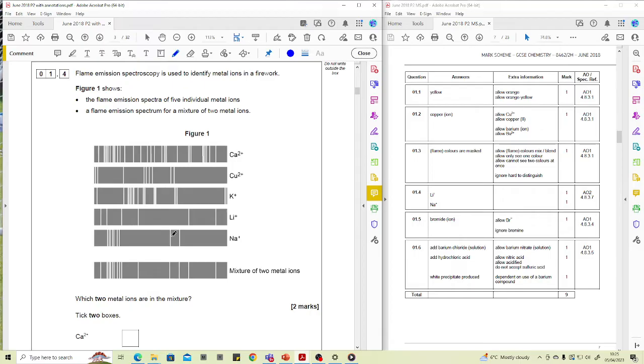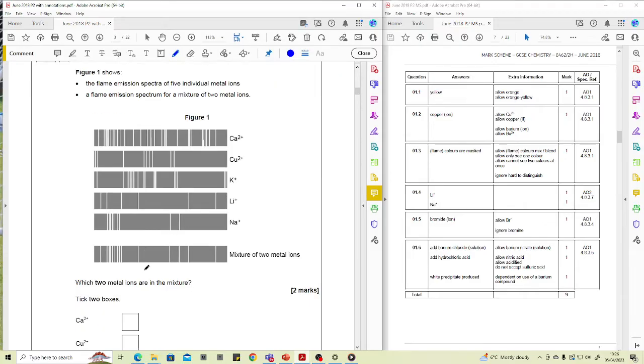We've definitely got a sodium match for these two, so the famous sodium yellow D lines are here, and then we've got something else as well. If there's a line there and it's not in our mixture, it definitely can't be that ion, so it can't be potassium and it can't be copper because those lines are not present, and it can't be calcium, those lines are not present, so we have lithium mixed with sodium.